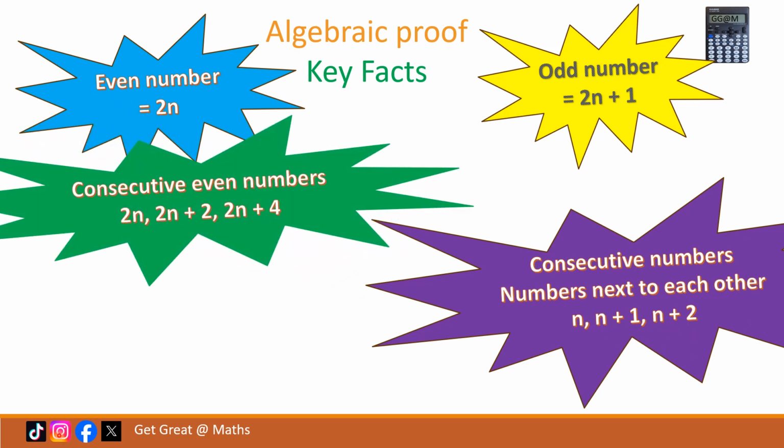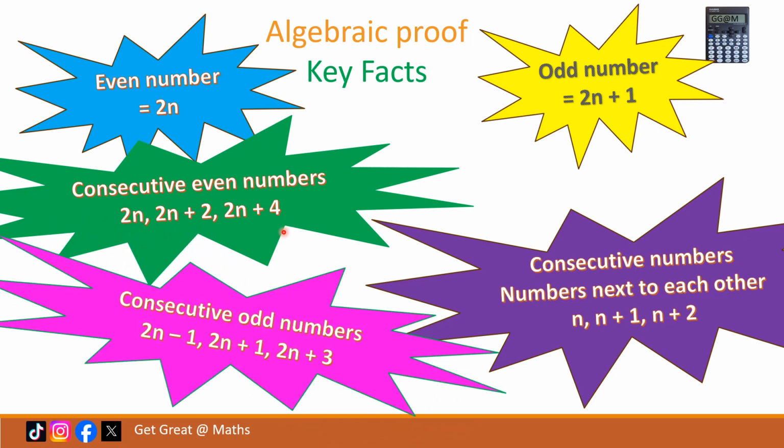I now need to look at consecutive even numbers. So when I'm looking at consecutive even numbers, I'm going to start with my first even number, which is 2n. Now, if I add 1 to 2n, that will take me to an odd number. So I want the next even number, so I can't add 1 to it. I've got to add 2 to it to make it the next even number. Then, once I've got 2n plus 2, I then need to add another 2 to it to make it the next even number, because otherwise, if you only added 1 more on, it would make it an odd number. So these are my consecutive even numbers.